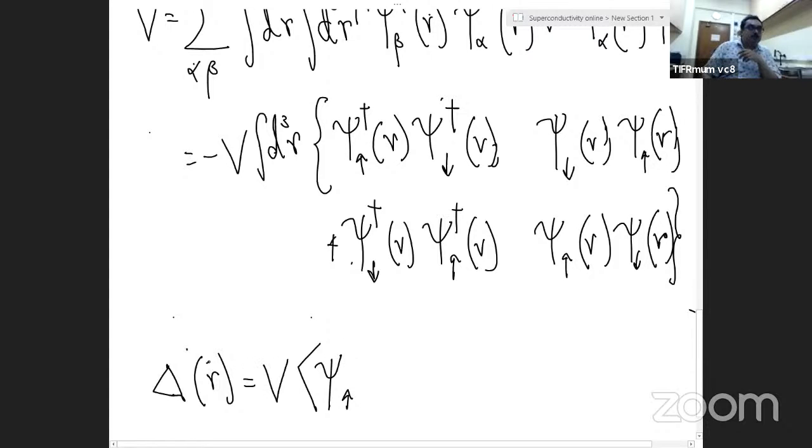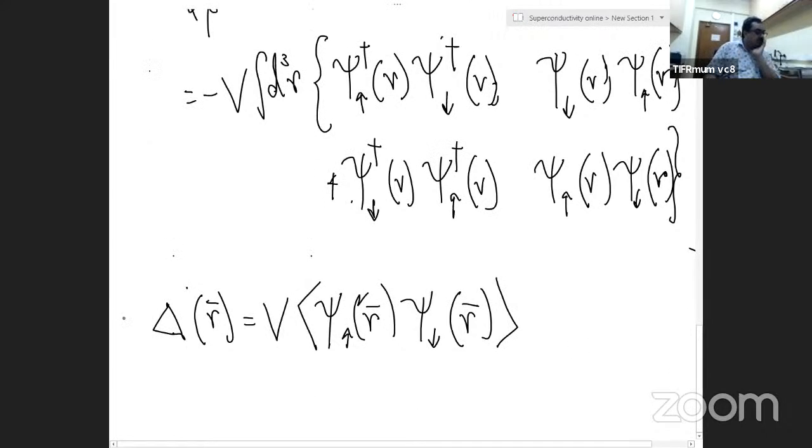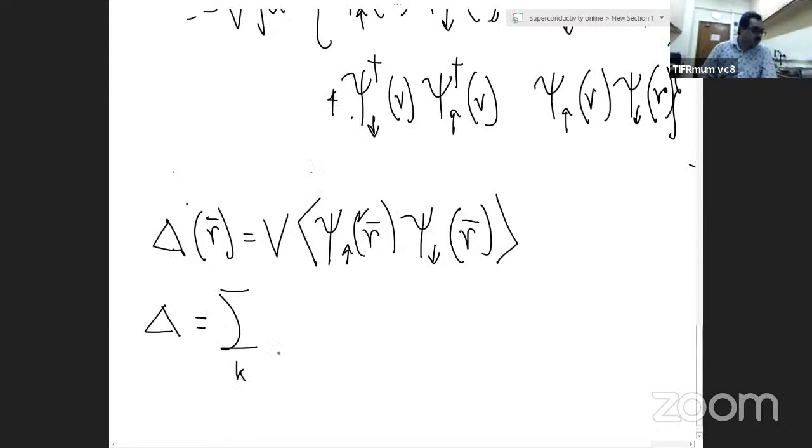The gap at position R is given by this. Now, how can you convince yourself that I have gotten the same definition for the gap? What was the definition before? Remember, in BCS theory, what we have just done by canonical transformation, the gap was given by this.